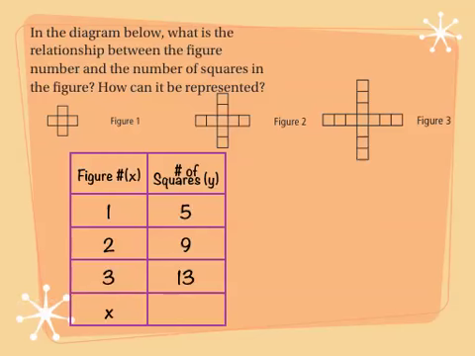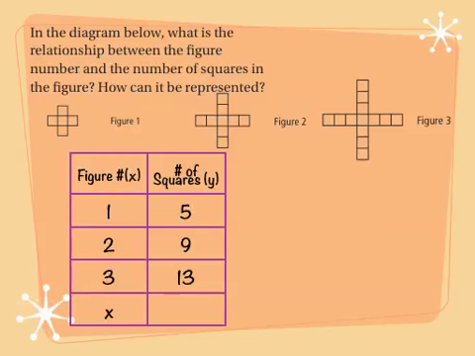Now, if you look at the figures above, notice in figure 1, there's 5, and in figure 2, we've added 4 more. So we are adding 4 each time, but it's not consistent. It doesn't just work to add 4. I probably am going to have to multiply x by something and then probably add something to x.